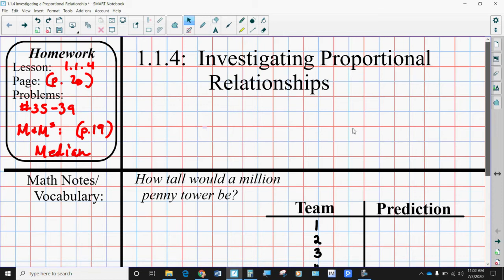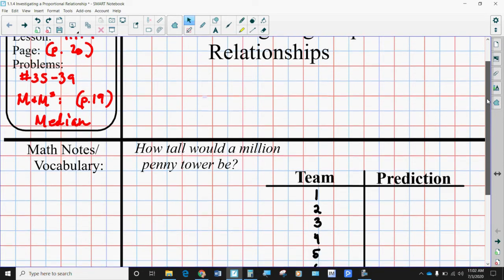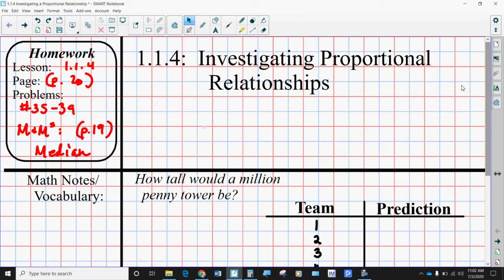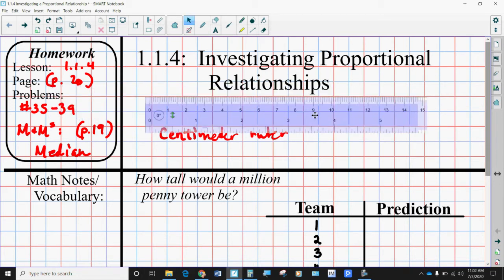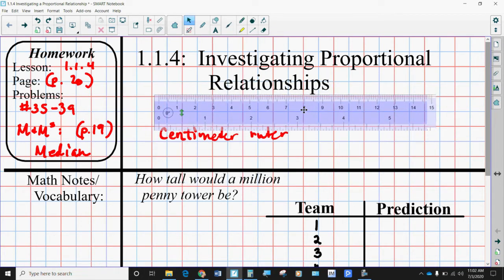Now, in order for us to do this lesson, we need to have some supplies first. So what I would like for you to get is a ruler that has centimeters on it. Hopefully you've got one somewhere around the house. Most rulers have inches on one side, and then the smaller unit are the centimeters. So find a ruler that looks like this if you can.